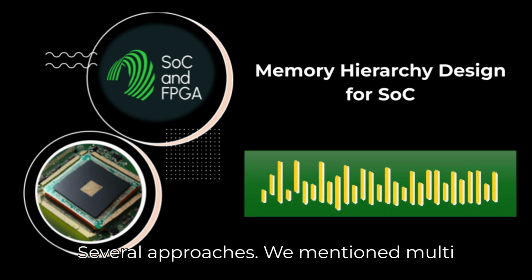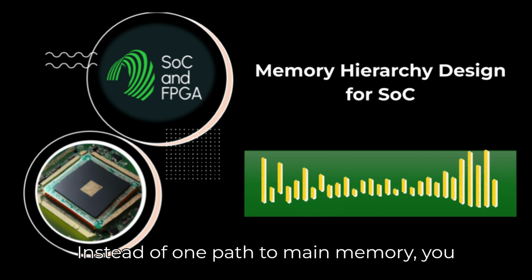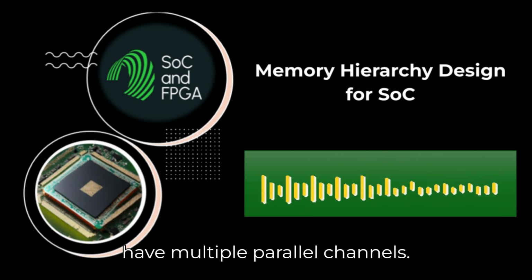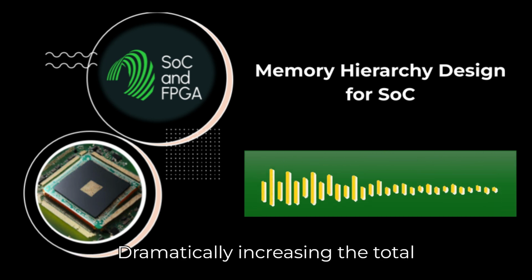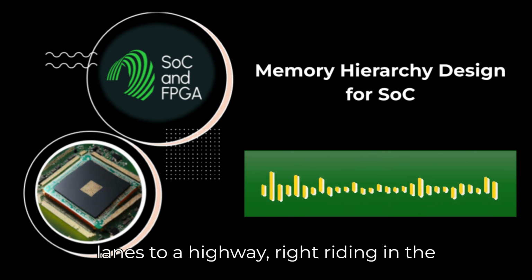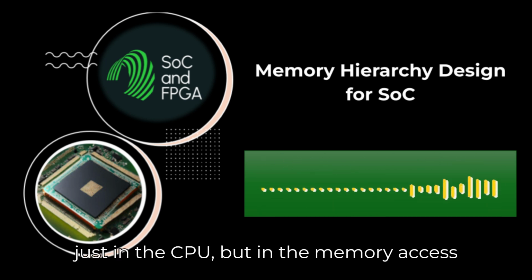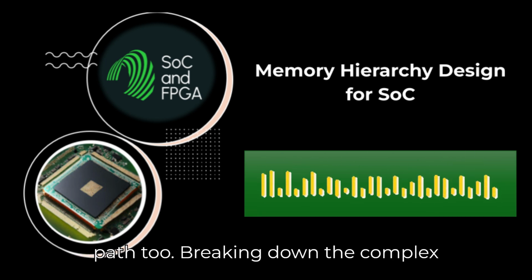Several approaches. We mentioned multi-channel memory architectures earlier. Instead of one path to main memory, you have multiple parallel channels, dramatically increasing the total available bandwidth. Think of adding more lanes to a highway. Right, widening the pipe. And pipelining is used heavily, not just in the CPU, but in the memory access path, too.